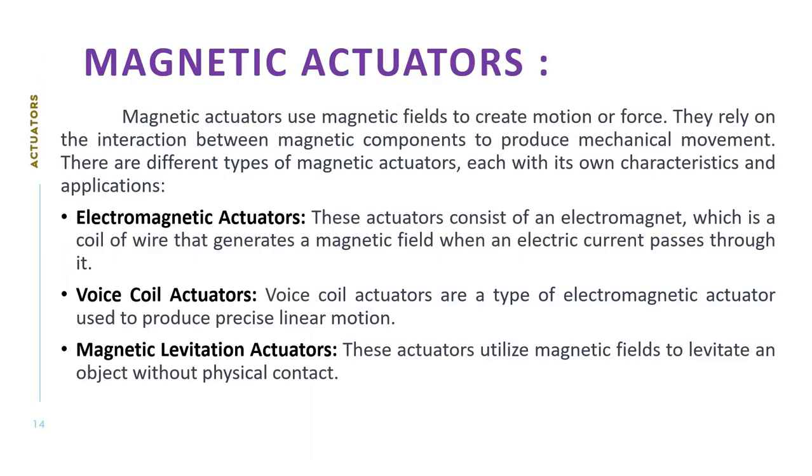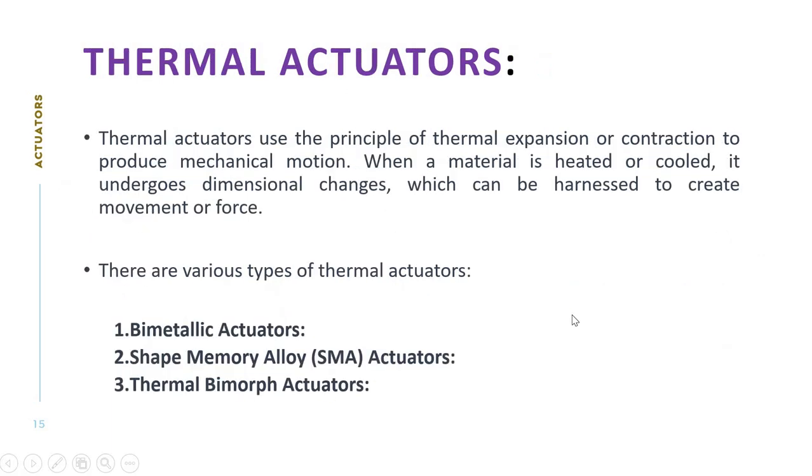So next comes the magnetic actuator. Magnetic actuators use magnetic fields to create motion or force. They rely on the interaction between magnetic components to produce mechanical movements. There are three types of magnetic actuators: electromagnetic actuators, voice coil actuators, and magnetic levitation actuators. We'll see one by one how these magnetic actuators work.